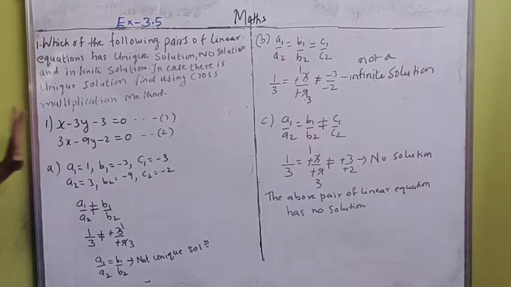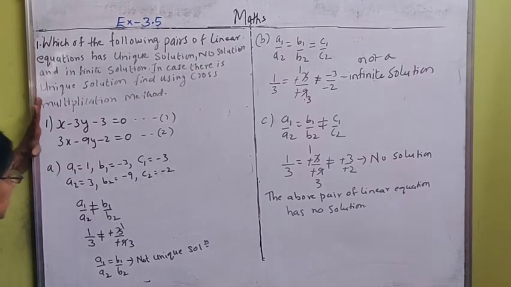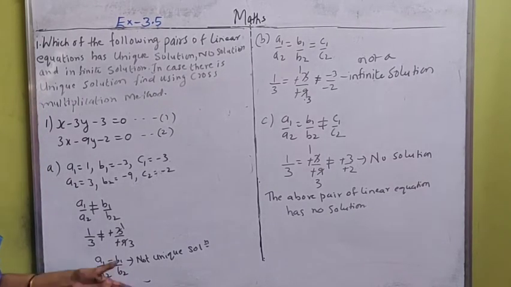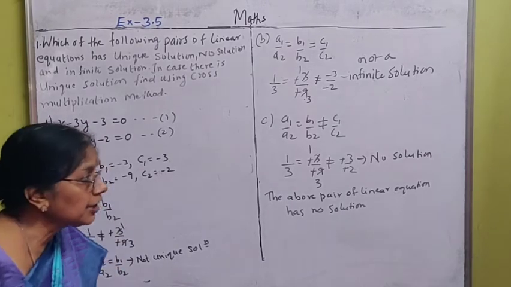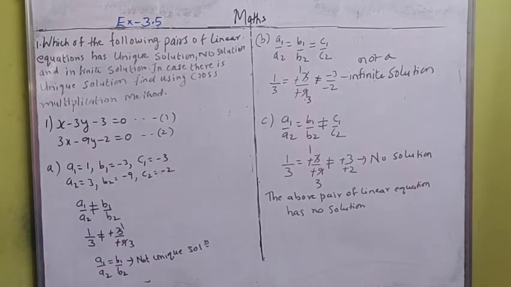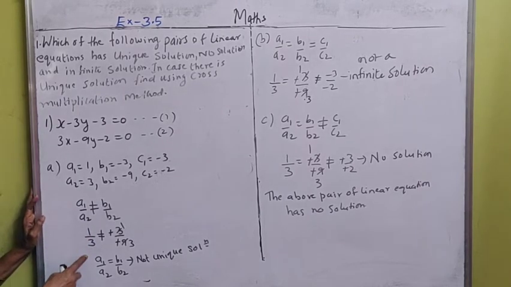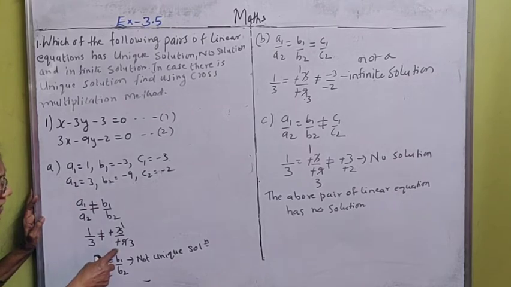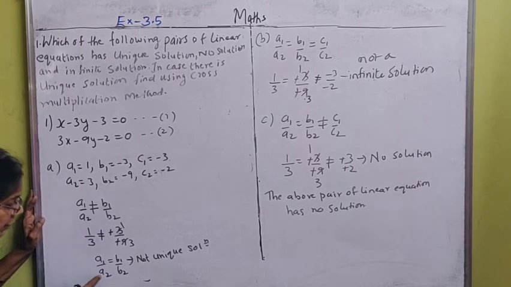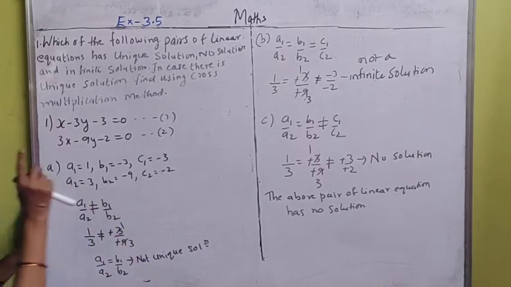You have to find out whether this pair of linear equations has a unique solution, or it has infinite solutions, or it has no solution. So we know what the criteria are. For a unique solution, A1 by A2 should not be equal to B1 by B2. So let us see. 1 by 3, minus 3 by minus 9, the minus minus sign cancels, 1 by 3. So here 1 by 3 is equal to 1 by 3, you can't say not equal. Here it became A1 by A2 is equal to B1 by B2. So it is not a unique solution.